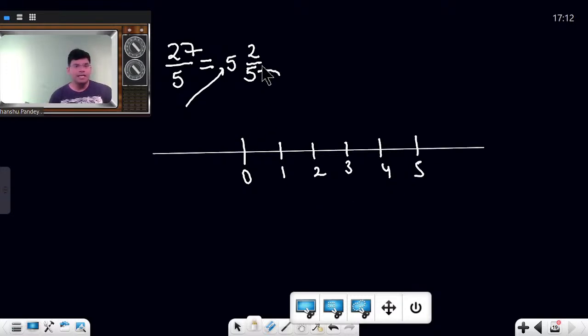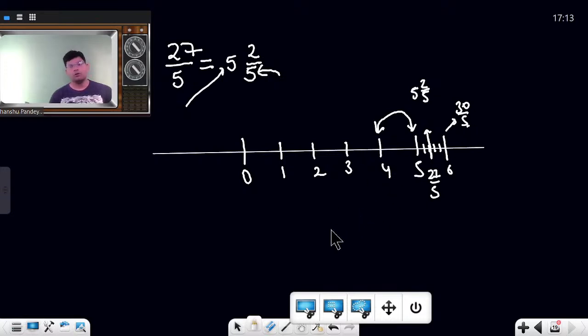Now how many parts do I have to make? 5 parts, but the 5 parts have to be made in this small space. So 1, 2, 3, 4, and the fifth part you will write 6. The second part you will highlight, and you can write it as 5 2 by 5, or you can write it as 27 by 5. 6 you can write as 30 by 5. Any doubt? No doubt, sir. Anvita, is it clear to you? Daksh? Yes, sir.